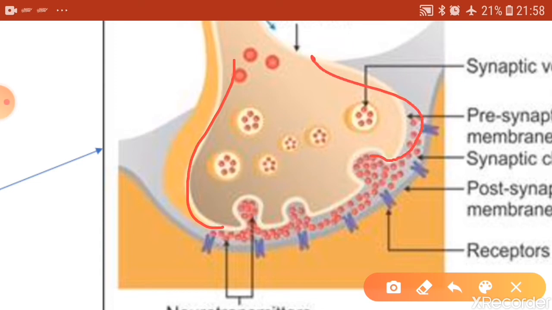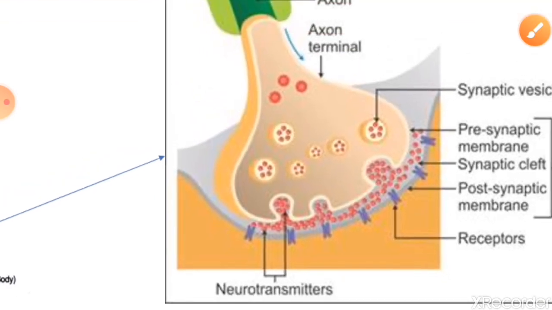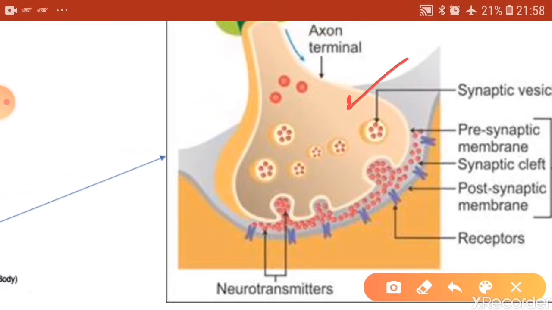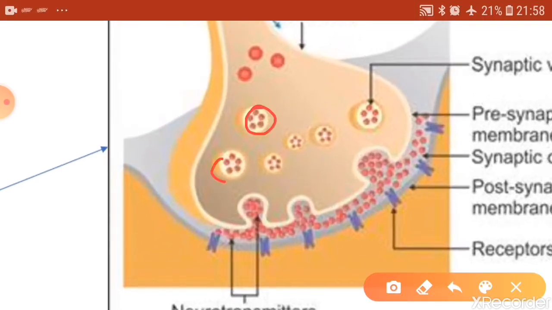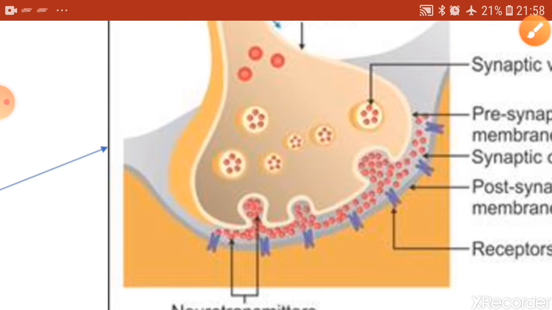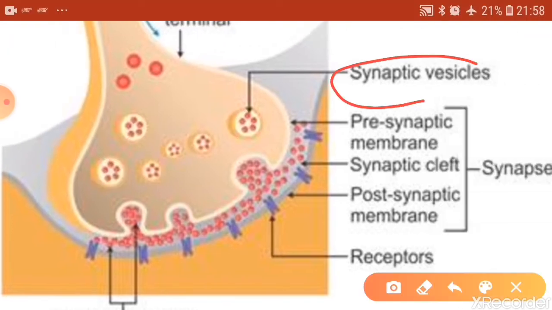When I was discussing the structure of the neuron, I told you that the axon terminal is knob-like, and those knobs are called synaptic knobs. So this is the axon terminal, and you find that these synaptic knobs have sac-like structures. These sac-like structures are called synaptic vesicles, right? Now these synaptic vesicles contain those chemicals which I was talking about just now, right?